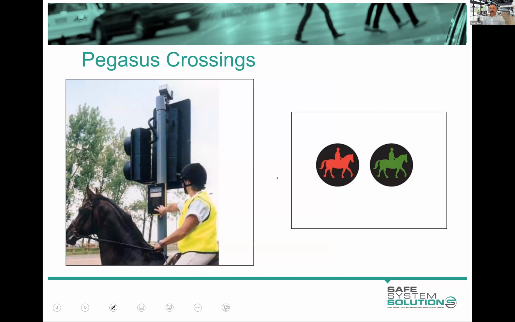We do have Pegasus crossings as well. A Pegasus crossing is obviously for riding a horse. A few reasons for that in Australia. One is the height. There you can see the mounted rider can do that. Second of all is that it is a little legal nuance that a horse is a vehicle and thus must have its own sort of crossing symbol and the like for legal status.